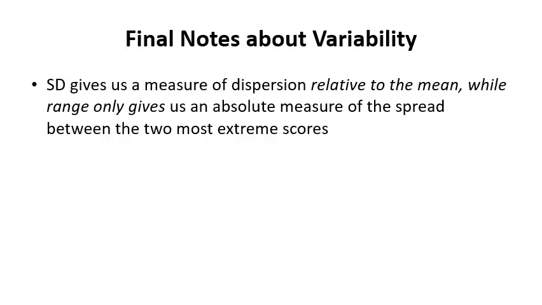Just a quick final note about variability. Standard deviation gives us a measure of dispersion relative to the mean, while range gives us absolute measures of spread between extreme scores. And semi-interquartile range, again, is an absolute measure of spread between scores.